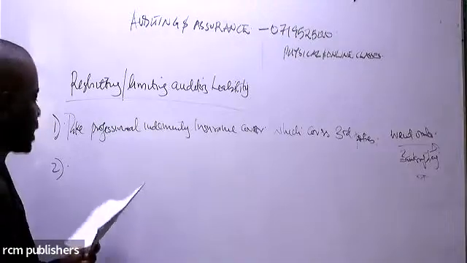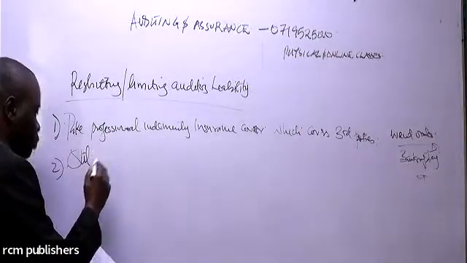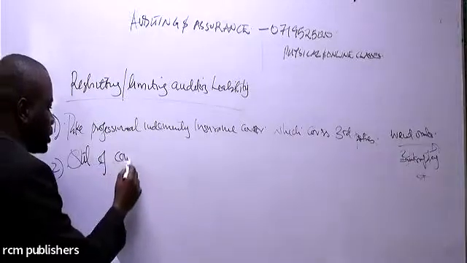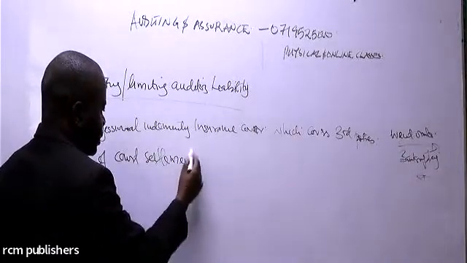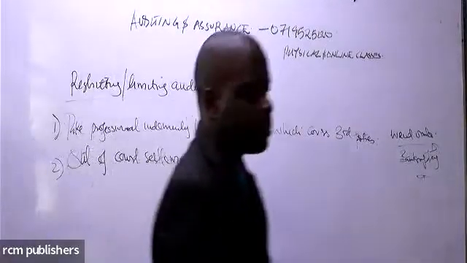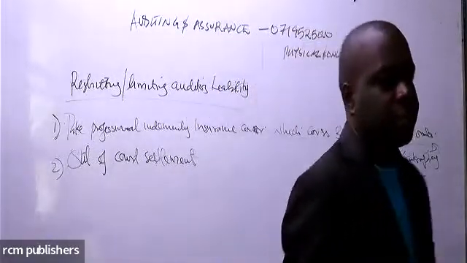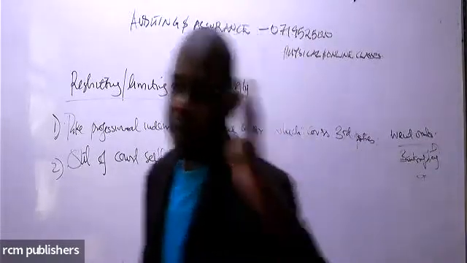Then alternatively, what you can also do to limit or reduce your liability as an auditor is to go for an out-of-court settlement. That is, instead of running around in court every time and being in the news, an out-of-court settlement ends the matter quietly. Because if the matter proceeds to court, it will be out there in the public.